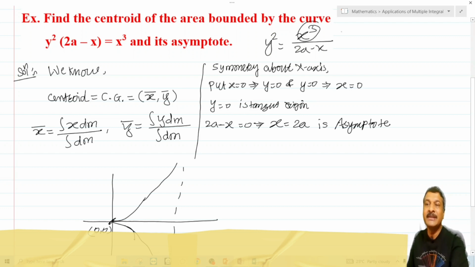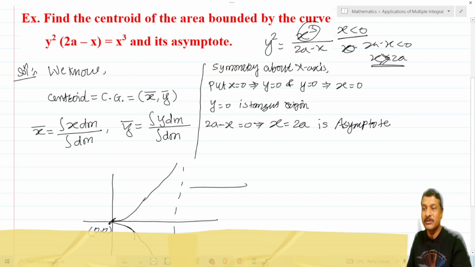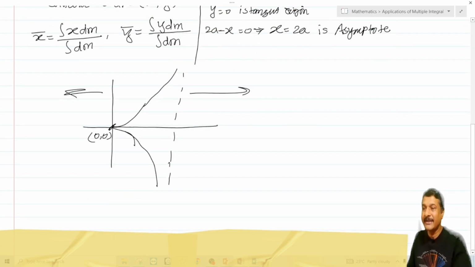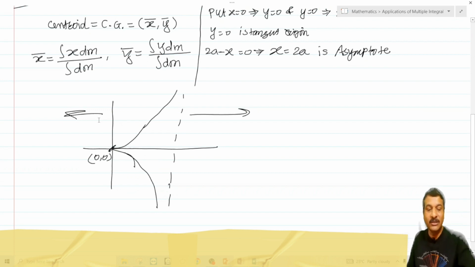Where it does not exist: note that here y square equals x cube upon 2a minus x. When x is negative, x cube is negative, and when 2a minus x is less than 0, meaning x is greater than 2a, the curve does not exist. So here and here the curve does not exist. So the nature of the curve is like this. By using all the theory, I am getting the actual curve.